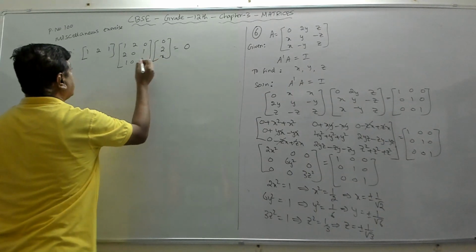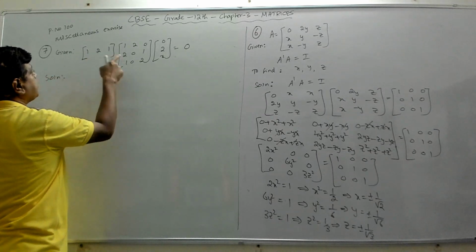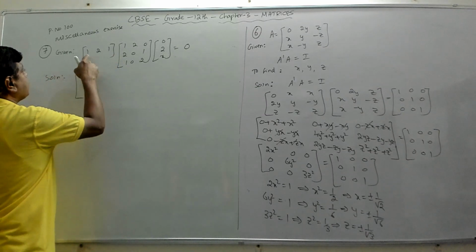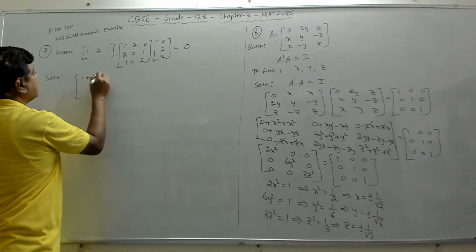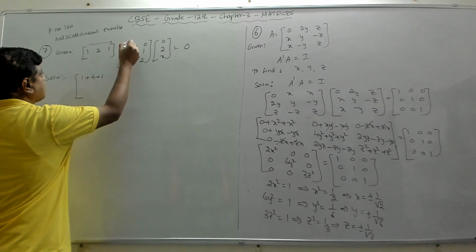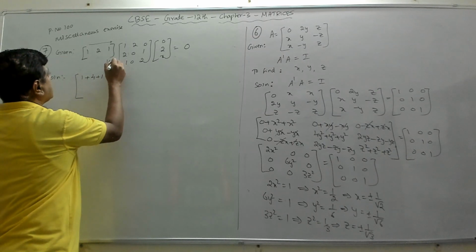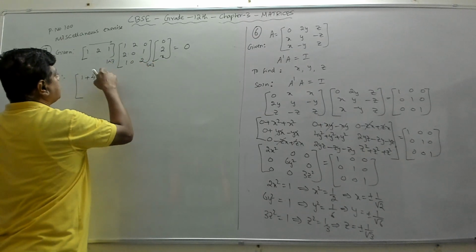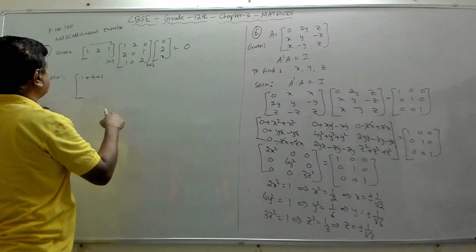So this is given. The solution is, let's try to multiply these two. How do we multiply? 1 into 1 is 1, plus 2 into 2 is 4, plus 1 into 1 is 1. So this row with this column, you get this element. What is the order of this? This is 1 cross 3, this is 3 cross 3. So when you multiply, you again get 1 cross 3. So this is over.